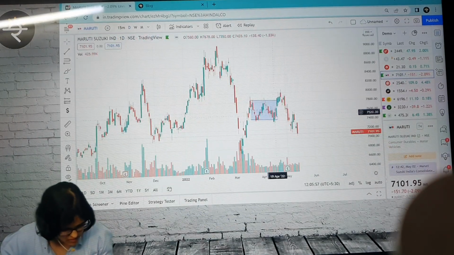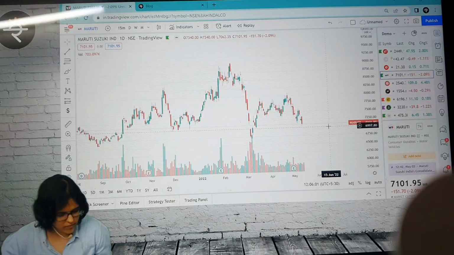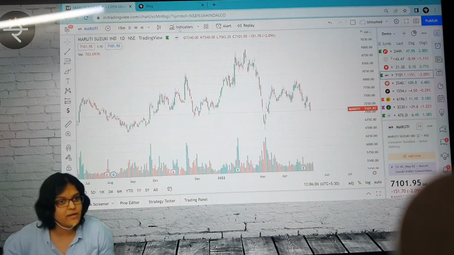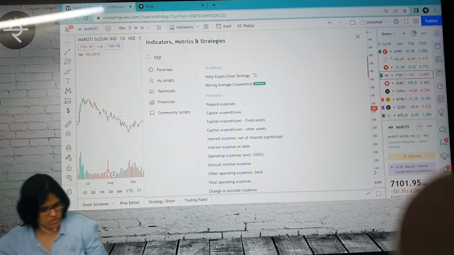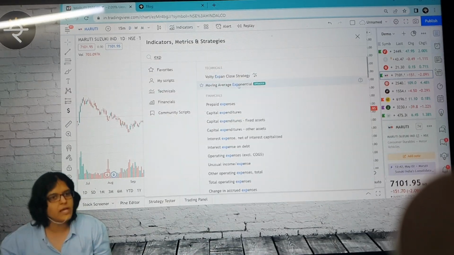This one has less clutter. Okay, so where will you take me to? First take me to indicators. And what will you take? Exponential moving average. Okay, here you can see, second from the top, moving average exponential. Okay.